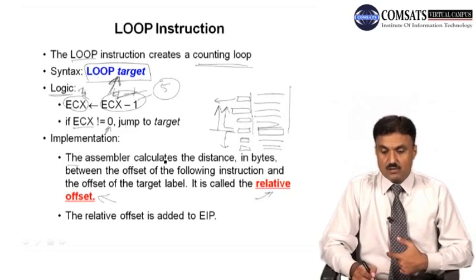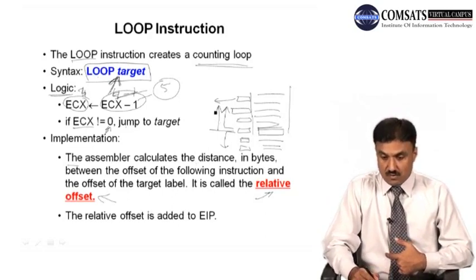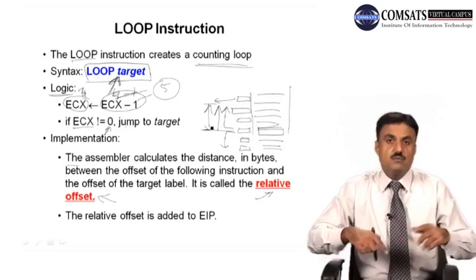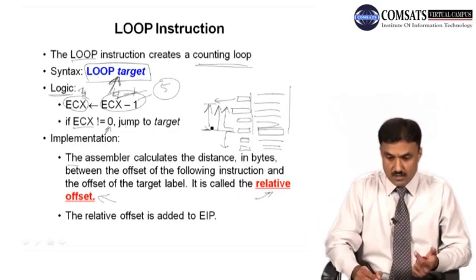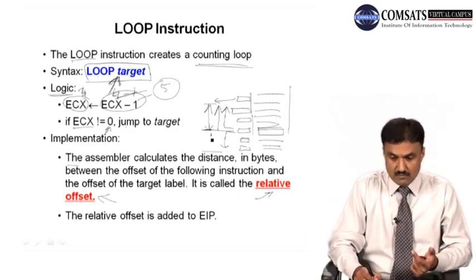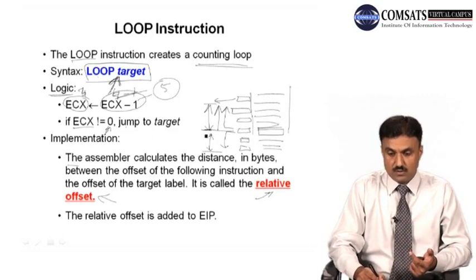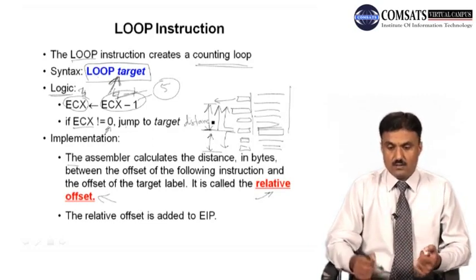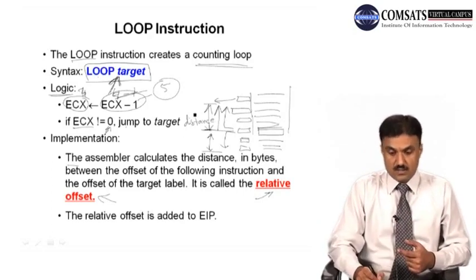So the assembler calculates the distance. This distance, from the current pointer to the label, is being calculated, and we add or subtract. So either we add or subtract. This is the distance, the same distance is here and the same distance is here.